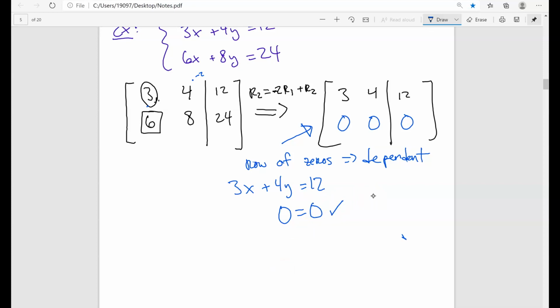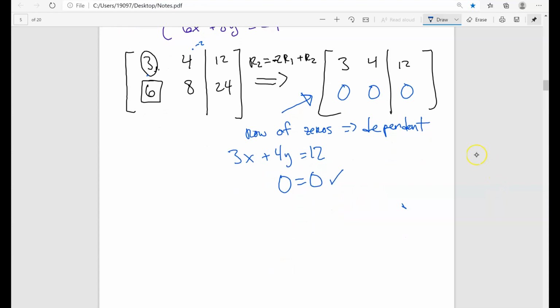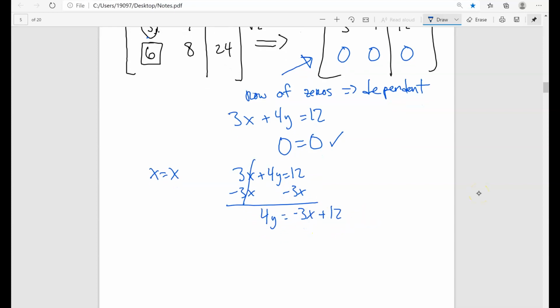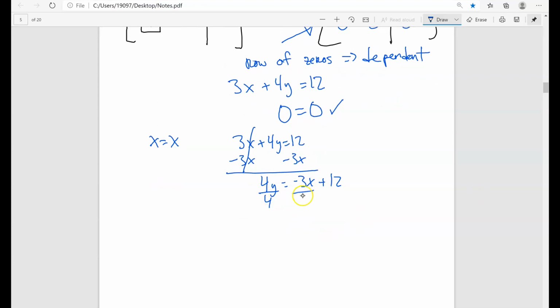So what are we going to do? We're going to parameterize this. So the way that we're going to parameterize it, we're just going to set x to be just x. And then we're going to take the equation 3x plus 4y equals 12 and solve for y. So I'm going to subtract the 3x over. So we get 4y equals negative 3x plus 12. And then we're just going to divide by 4. So y is equal to negative 3/4 x plus 3.